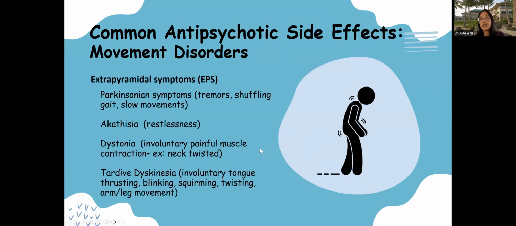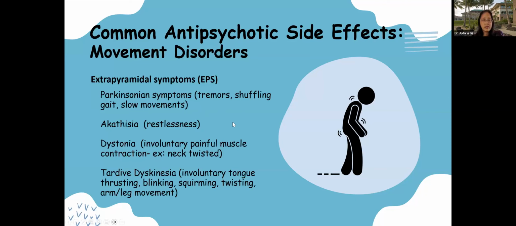Another antipsychotic side effect that happens if used longer term are movement disorders. Fancy words for this, extrapyramidal symptoms, that's EPS. And so folks, because we're blocking dopamine, we're sort of mimicking Parkinson's disease. And so they may have some tremors, some shuffling gait, slow movements, or we may see kind of a paradoxical akathisia, which is restlessness. And so they're just kind of fidgety overall and just getting antsy.